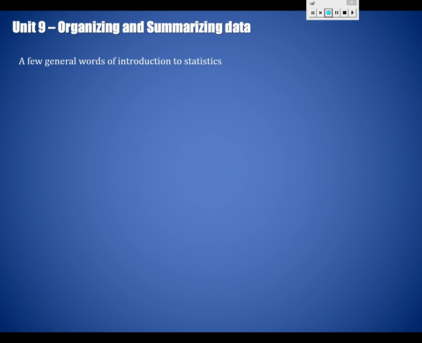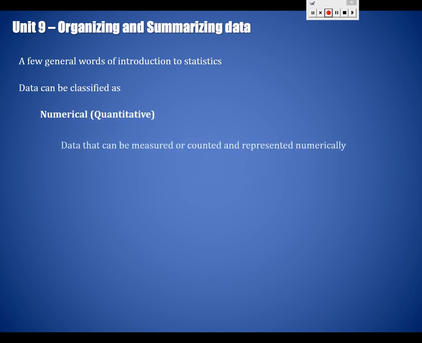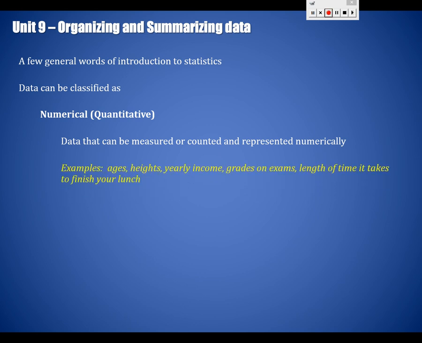So, I think this is what the homework tonight has. I have a little addendum to add to it. It has to do with this as well. I'd like you to be able to answer questions about the following words. Okay. We have classifications for data. Here are the two big classifications: numerical or quantitative. Things that can be measured or counted. Examples include the things in yellow.